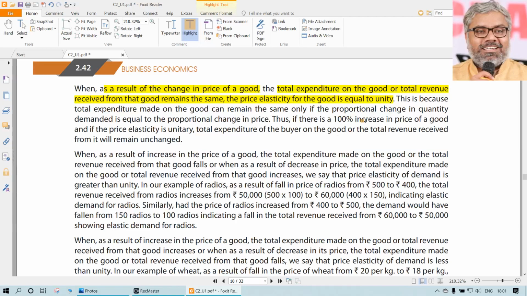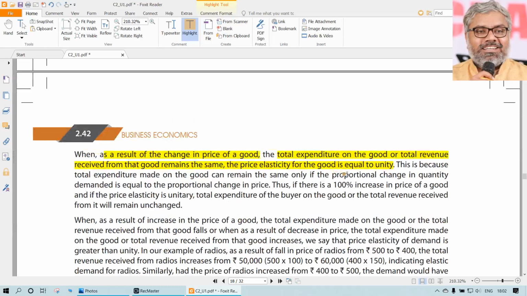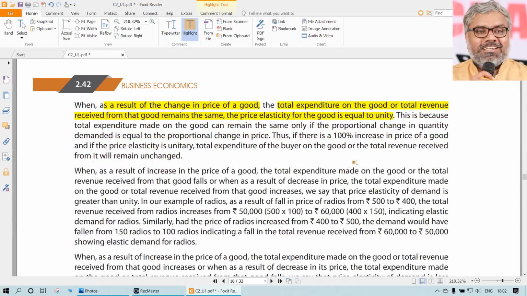In other words, once again the same logic. The total expenditure made on the good will remain the same because the percentage change in the quantity demanded is equal to the proportionate change in price. So even if there is a change in price, there is definitely an impact on the quantity demanded. Since these two are equal, the increase in the price is nullified by the decrease in quantity or vice versa. Ultimately, there is no impact on the total expenditure or total revenue because it remains the same.